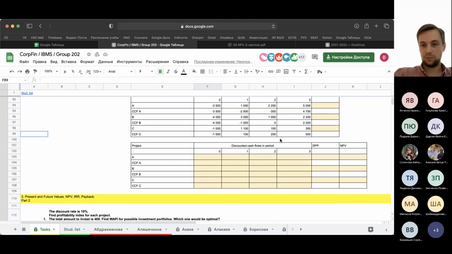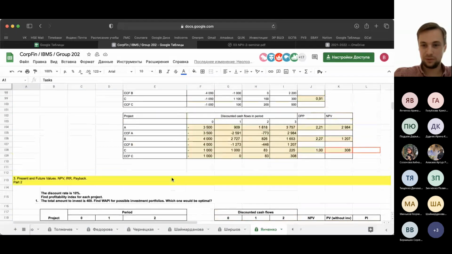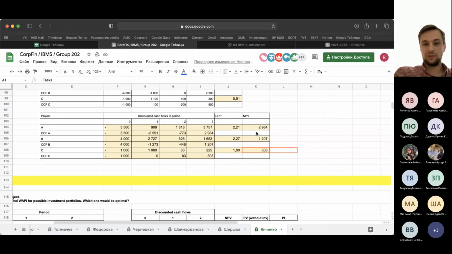Well, actually, in this case, we analyze both discounted payback period and NPV. And Irina has shown that in some cases, these two instruments give different results. Yes, I understand this. Maybe other students have the same question. So in terms of discounted payback period, project C is the best because it will break even in 1 year. But in terms of NPV, project A is the best. So it's not always obvious.